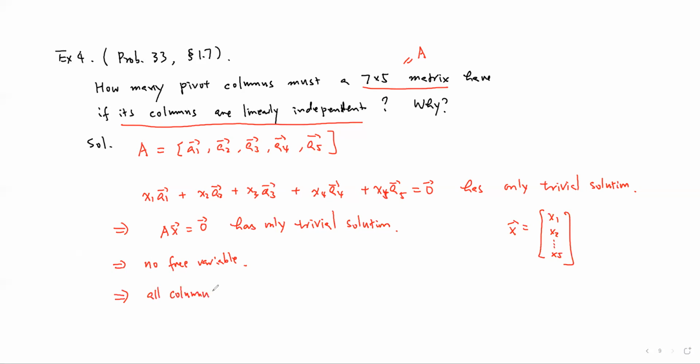So no free variable. That means all columns in A are pivot columns, right? All the columns in the coefficient matrix are pivot columns, no free variable. So how many pivot columns? Five pivot columns, because A has 5 columns. So A has 5 pivot columns. Done.